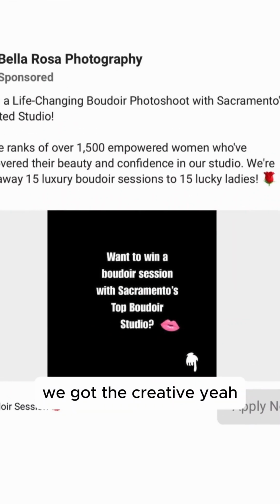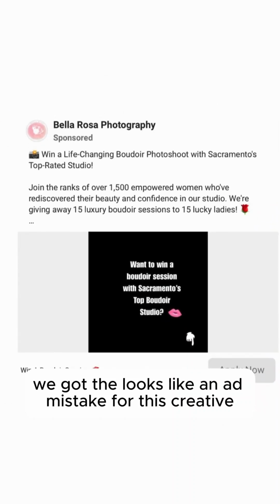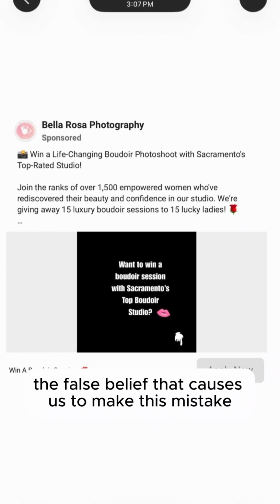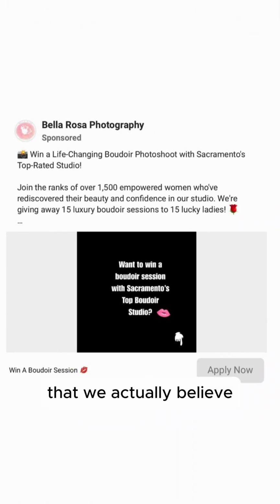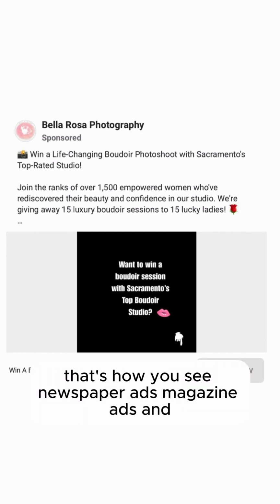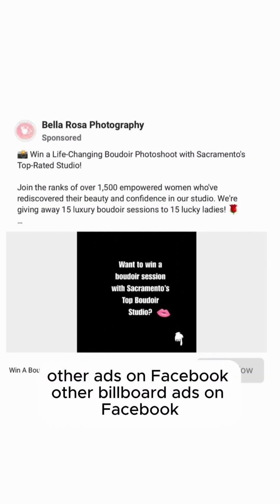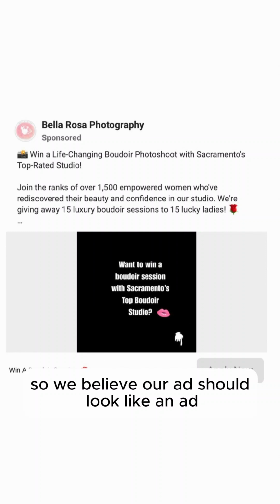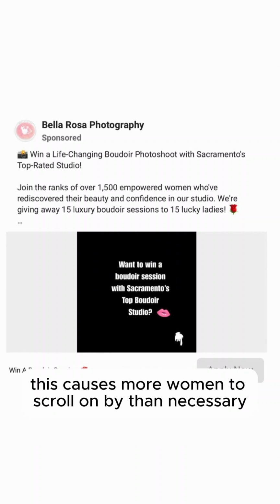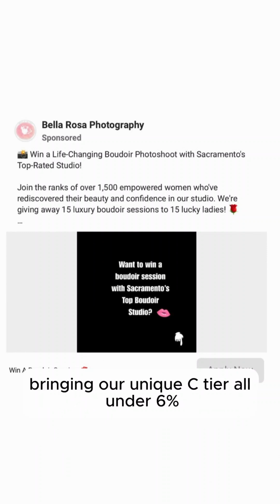We got the creative. Yeah, we got the looks like an ad mistake with this creative. So the false belief that causes us to make this mistake is that we actually believe an ad should look like an ad. So that's how we've seen newspaper ads, magazine ads, TV ads, other ads on Facebook, other boudoir ads on Facebook. So we believe our ad should look like an ad. But this is incorrect. This causes more women to scroll on by than necessary, bringing our unique CTRL under 6%.